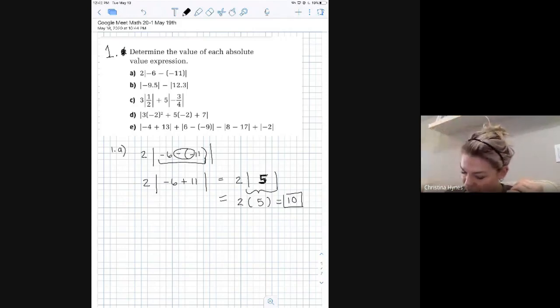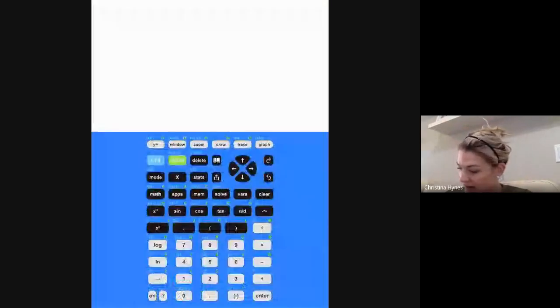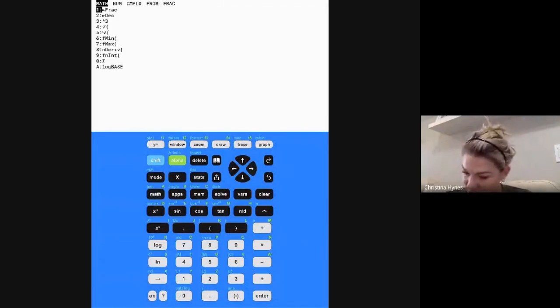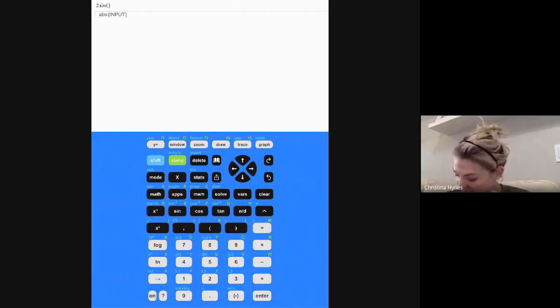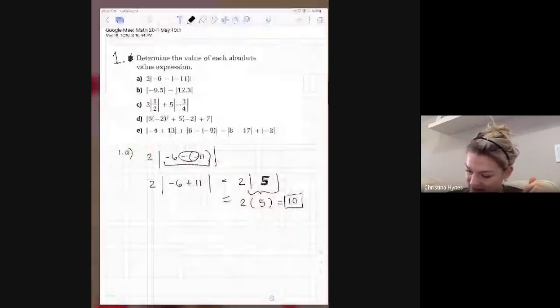Okay, so in my graphing calculator, if you wanted to do this in a regular calculator, you would go 2, then you'd go math to number 1, okay? And then within the absolutes, you're going to go -6, subtract in regular brackets, -11, close those brackets, okay? And let's see if this works. And your answer is 10. So you get the exact same answer. I'm just showing you that you can do this using that function for absolutes, or you can just do it using just your knowledge of absolutes. So you have two choices there.